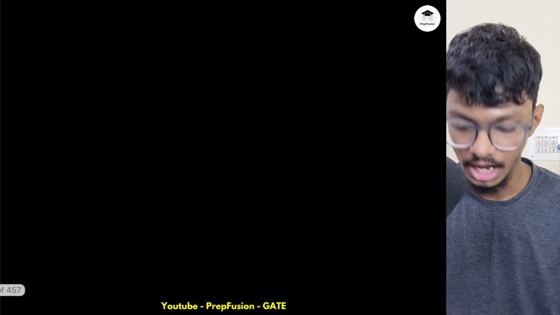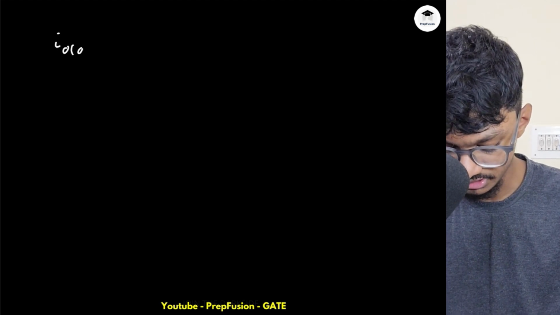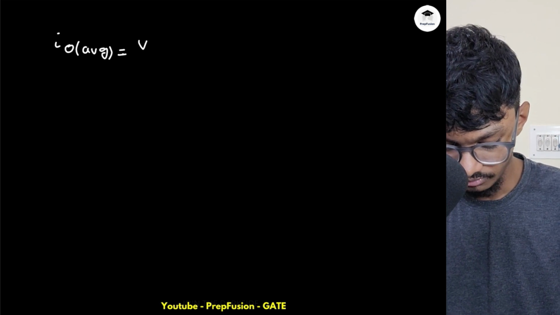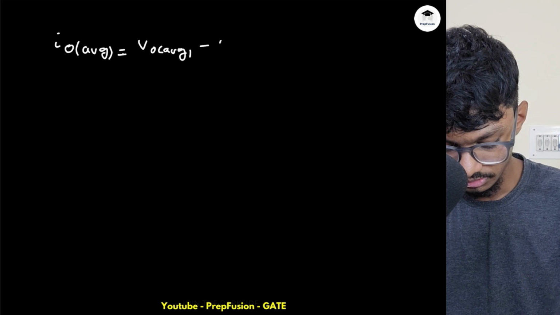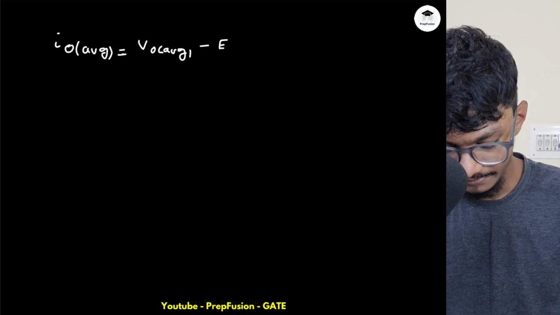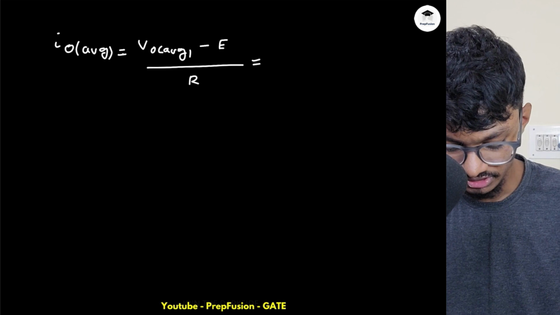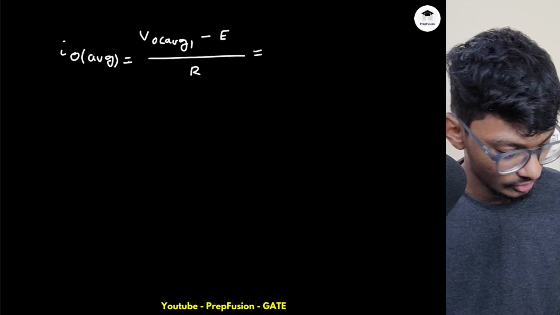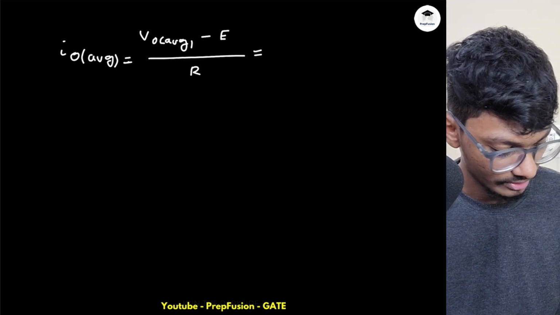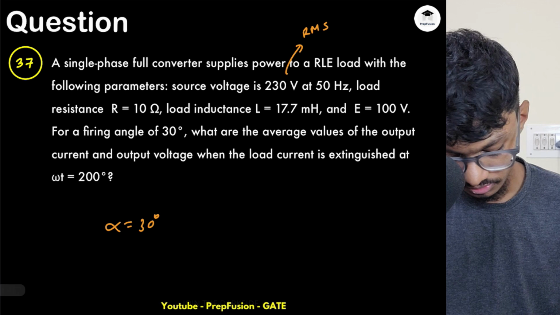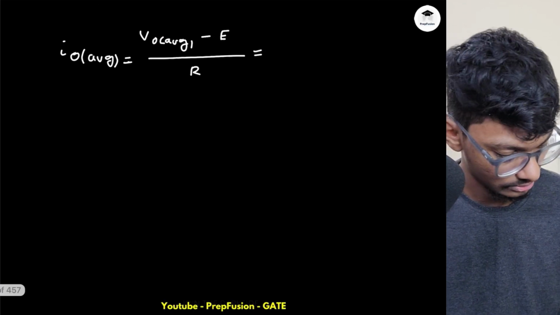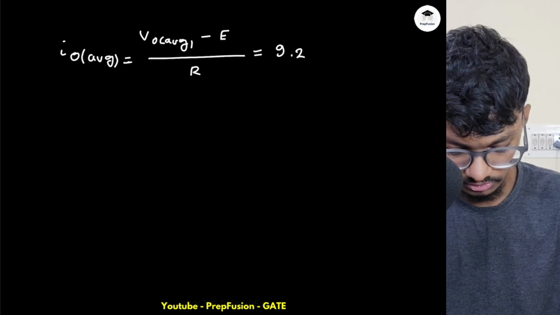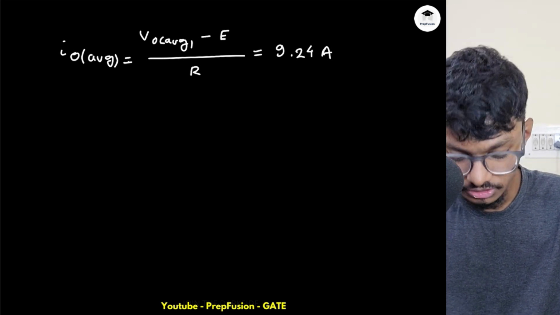Now what will be my IO average? IO average is again simple, right? IO average is VO average minus E divided by R. So it is basically equal to, what is VO average? 182 minus 100 divided by 10, right? R is 10. So it is 9.24 amperes. Okay, so this will be my answer to this question.